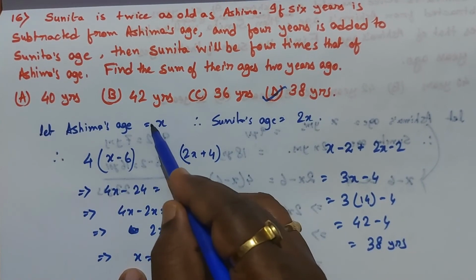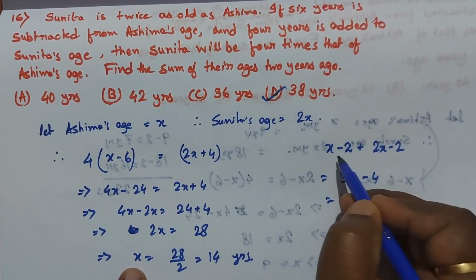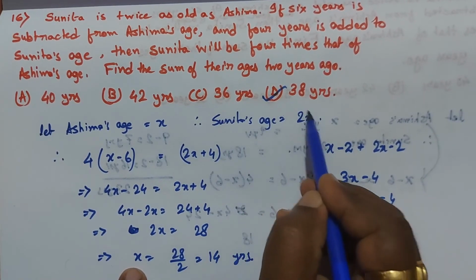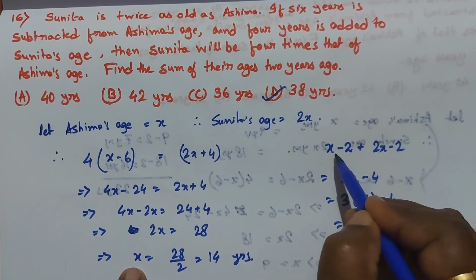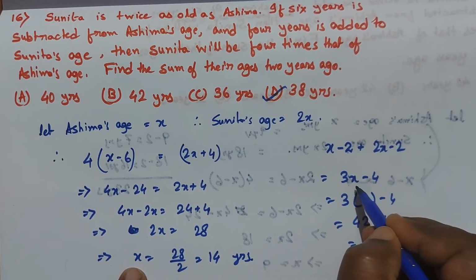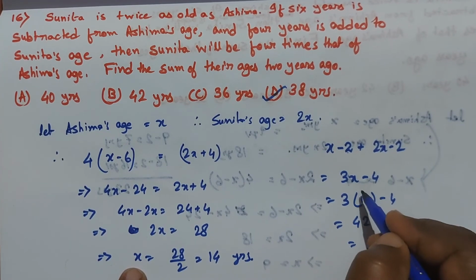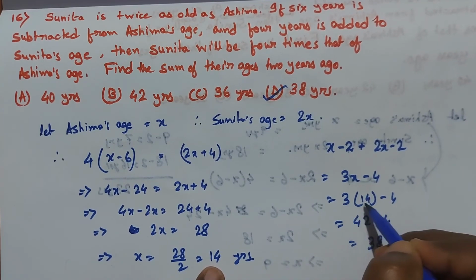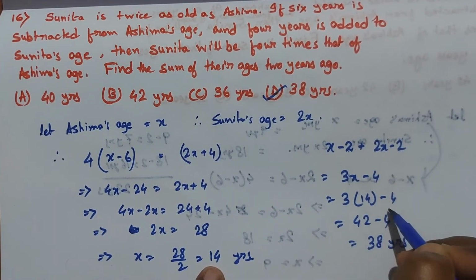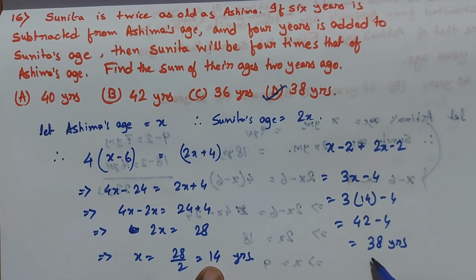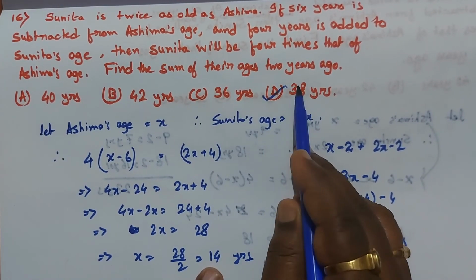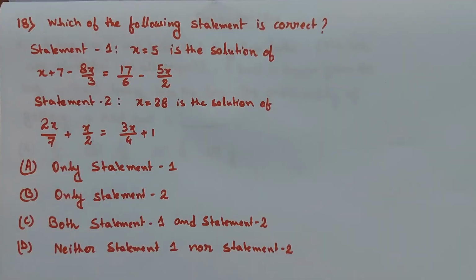Asima's present age is x, so 2 years ago her age will be x minus 2, and Sunita's present age is 2x, so 2 years ago it is 2x minus 2. So x minus 2 plus 2x minus 2 equals 3x minus 4. We determined that x is 14, so placing the value of x here, 3 into 14 is 42, minus 4 is 38. So the sum of their ages 2 years ago is 38 years.